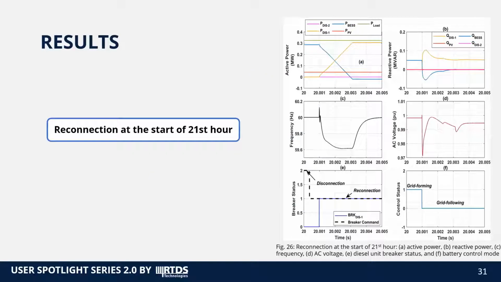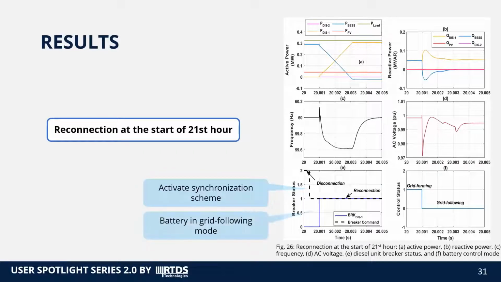Here we have a reconnection scenario at the 21st hour. The power management system will start by turning on the active synchronization scheme of the diesel plant. Once the diesel plant is synchronized, the breaker will close and the battery will operate in a grid following mode and follows the energy management level signal again.